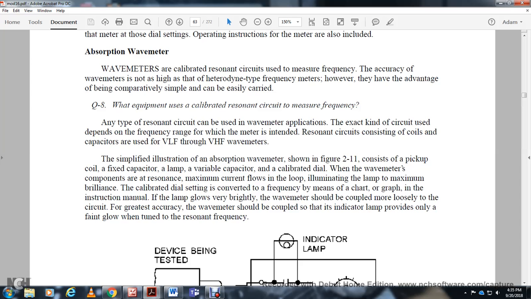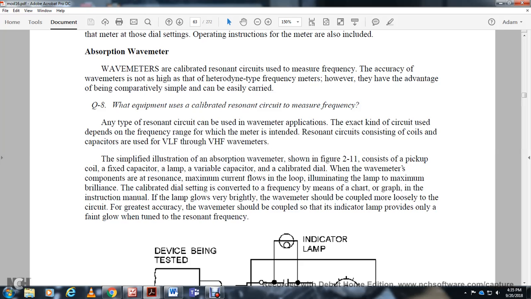A simplified illustration of the absorption wave meter is shown in figure 2.11. It consists of a pickup coil, a fixed capacitor, and a variable capacitor with a calibrated dial. When the wave meter is tuned to the component's resonant frequency, maximum current flows over the loop and the lamp is illuminated to maximum brilliance. The calibrated dial setting is then converted into a frequency reading using a chart or graph.